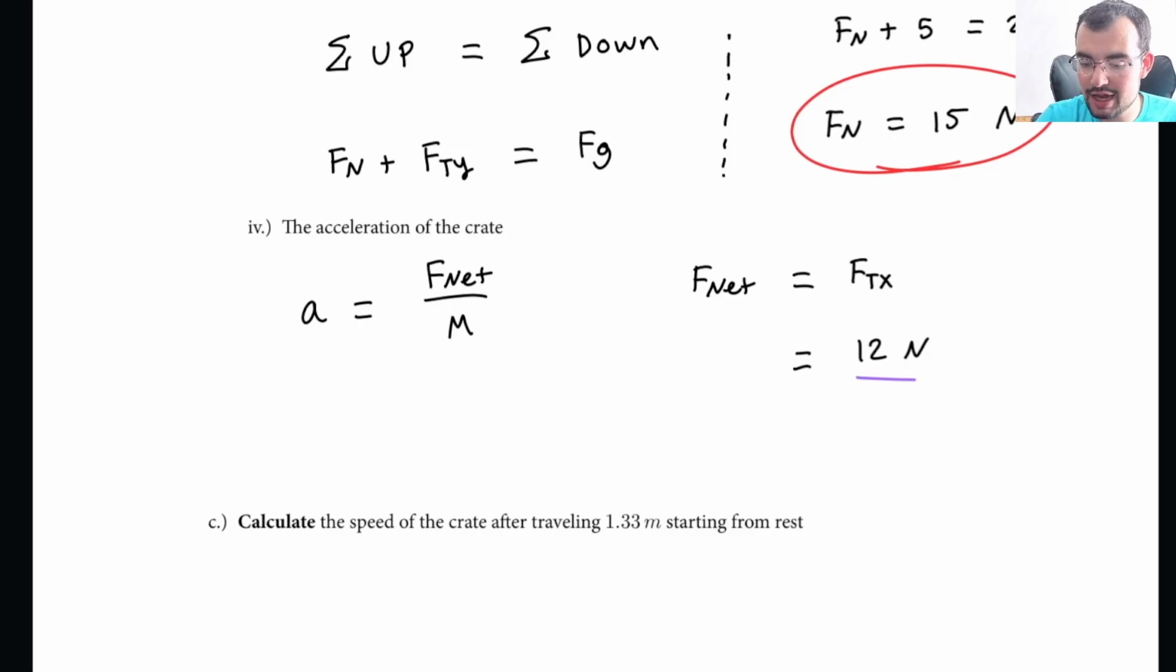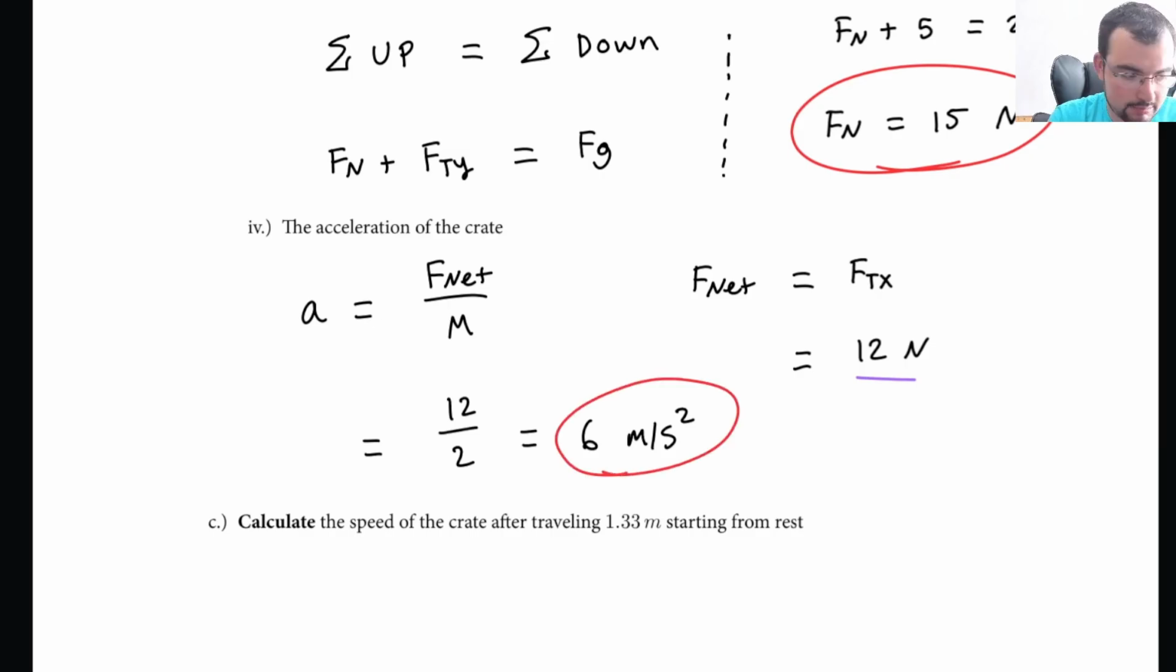Again, net force is not a force itself. It is always supplied by something else, or a difference or sum of other forces. In this case, the x component of tension is supplying that. So our acceleration would just be 12 newtons divided by 2 kilograms, which would be a very large 6 meters per second per second. Pretty large acceleration for a crate, but I used it to make something work out.